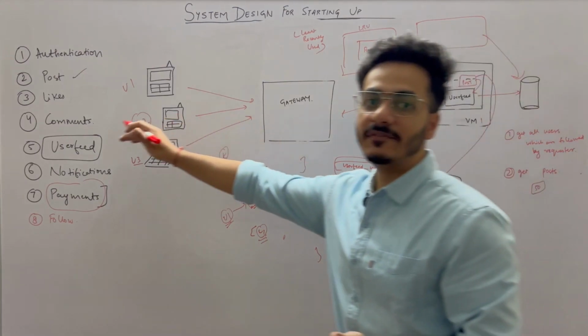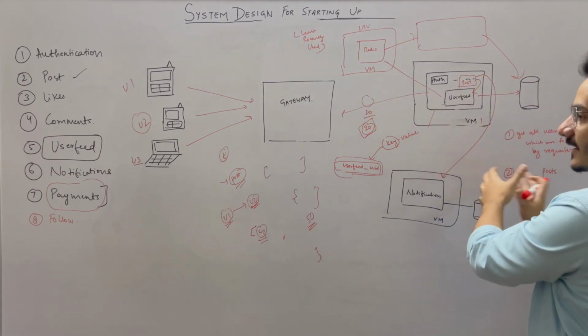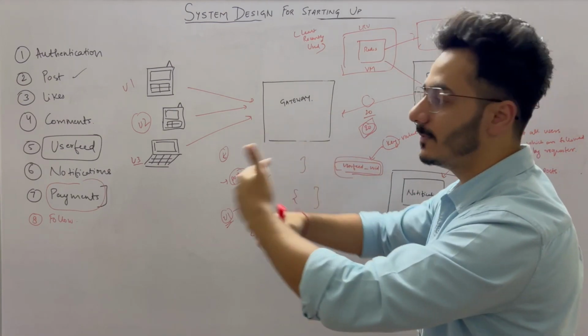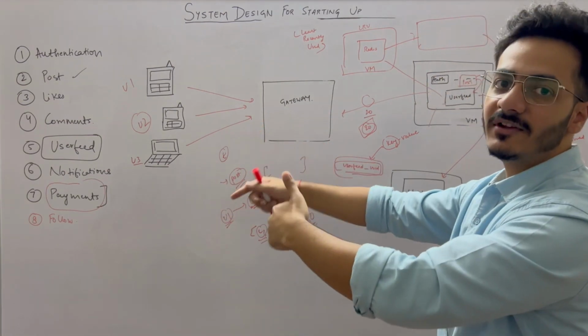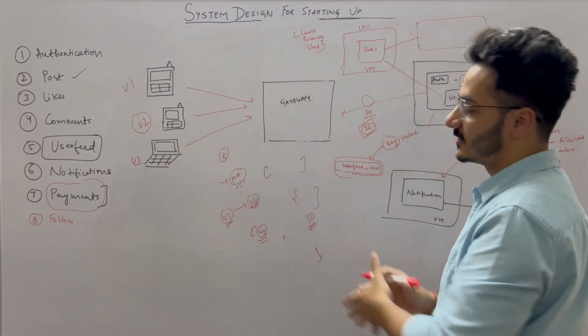User 3, when he logs in again, it will go through the same process: get all the users and then get posts, and then his cache will be updated. So the same process will be repeated when user 3 logs in again. Okay, so that is how a least recently used cache works.